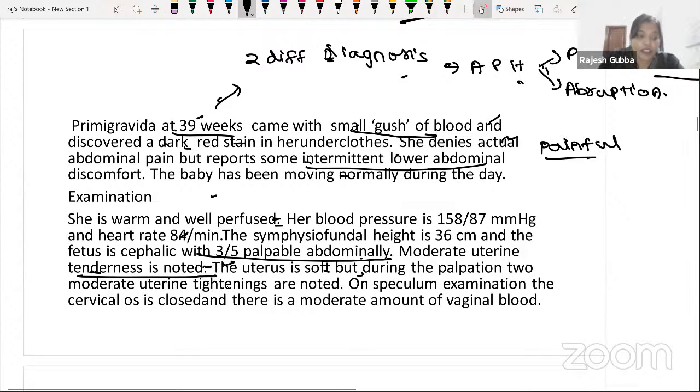Tell me, what is your diagnosis here? Is it placenta previa or abruption, based on this much? So guys, this was asked to you in the FMGE 2020. So please remember, whenever you have a case history like this, if you have painful bleeding, it is abruption. If you have painless bleeding, it is placenta previa, right?